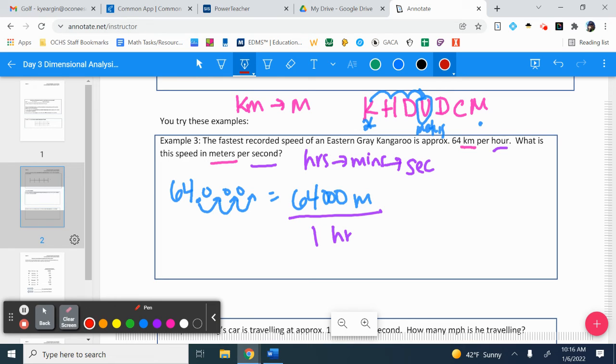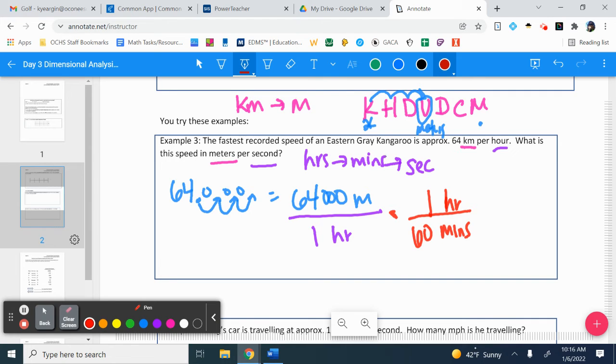Well, I need to convert my hours into minutes. Hours were in the denominator, so to get rid of them, hours must go to the numerator. And according to my roadmap, they turn into minutes. Well, which one of these two things is bigger? An hour is bigger, and there are 60 minutes in an hour.